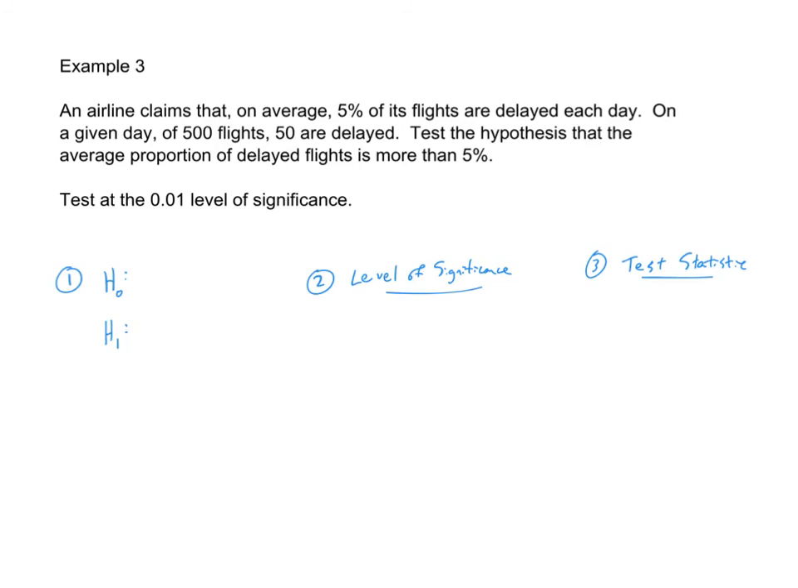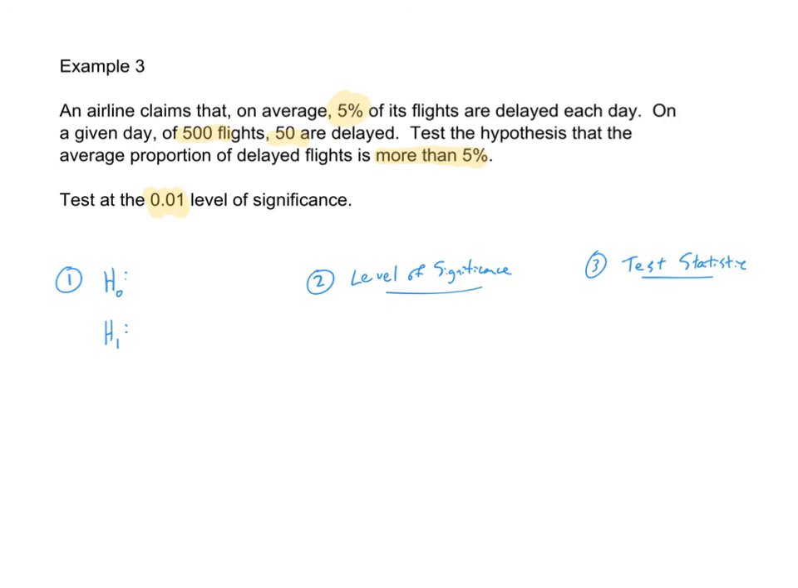An airline claims on average that 5% of their flights are delayed each day. On a given day, I go and I record some data. Out of 500 flights, 50 happen to be delayed. And we're going to test the hypothesis that the average proportion of delayed flights is more than 5%. And we're going to test it at the 1% level of significance. So there's only 1% chance that this gives the wrong conclusion.